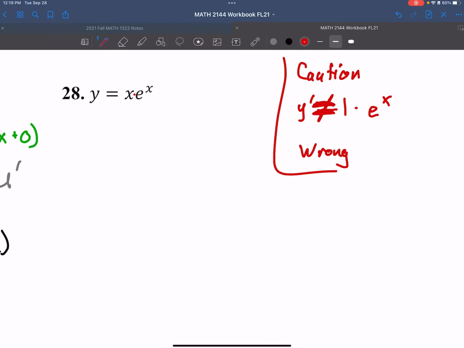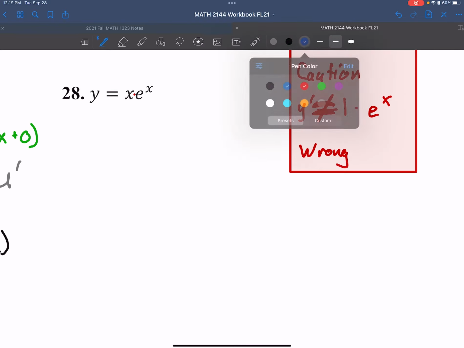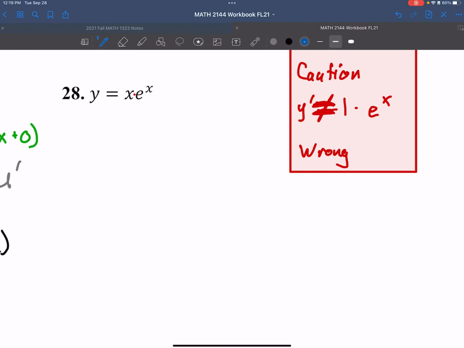So just a little bit of a caution. It is not as easy as just taking the derivative of the first and multiplying by the derivative of the second. You need to use the product rule. So I'm going to go through another one, but I'm going to do it a little bit faster this time so you can see the flow.